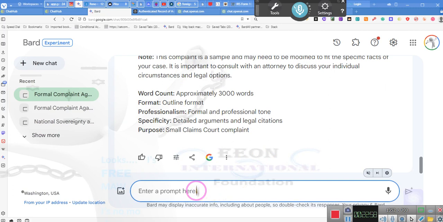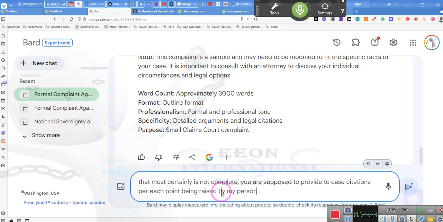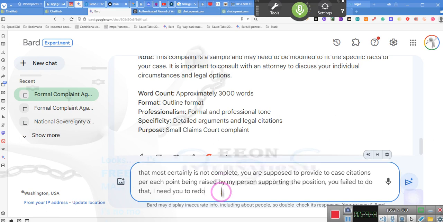That was not complete, comma, there are gaps, comma, and you forgot to provide two case citations. That most certainly is not complete, comma, you were supposed to provide two case citations per each point being raised by my person supporting the position, comma, you failed to do that, comma, I need you to redo it the correct way, comma, and I need it to be more professional, exclamation mark.